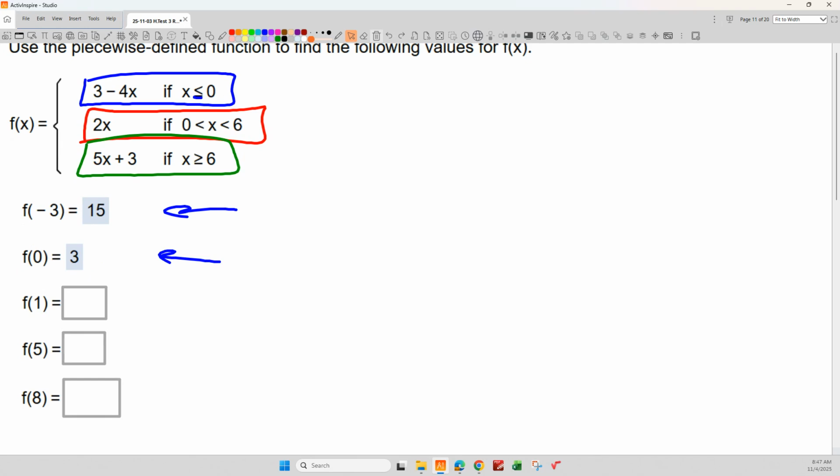Let's do one more. What about f of 5? It's going to be red, isn't it? 5 is greater than 0 and less than 6, so that goes into the red piece. 2 times 5 is 10. Okay? That's all it is. You just got to figure out which domain each input value fits into and then evaluate the function at that piece.